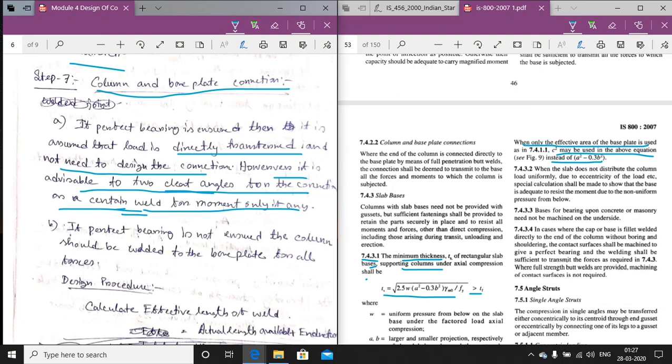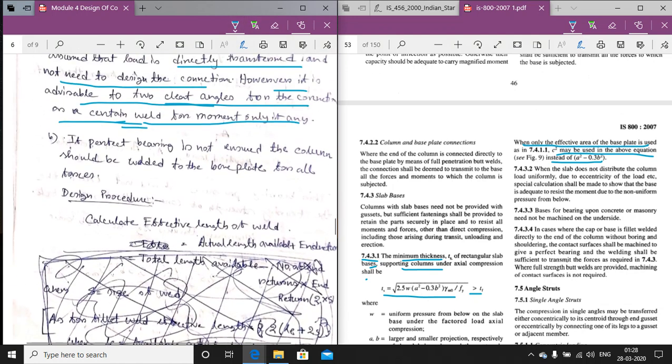Now there is another case where there is not proper bearing between the column and the base plate. So the column and the base plate are not in proper bearing. If perfect bearing is not ensured, the column should be welded to the base plate for all forces. That means if there is not perfect bearing between the column and the base plate, then the base plate and the column should be welded with proper design. So how to design the weld connection for that?